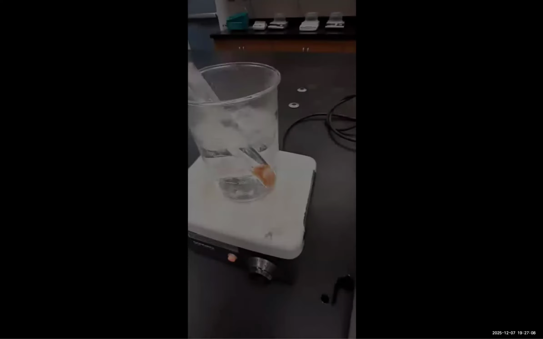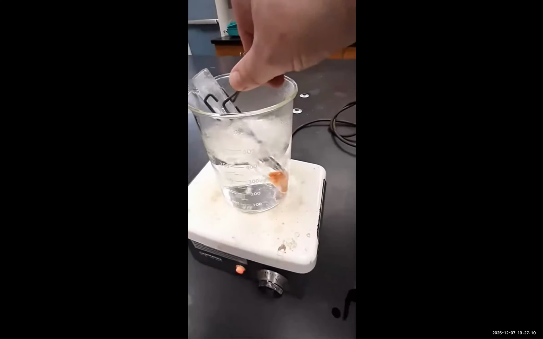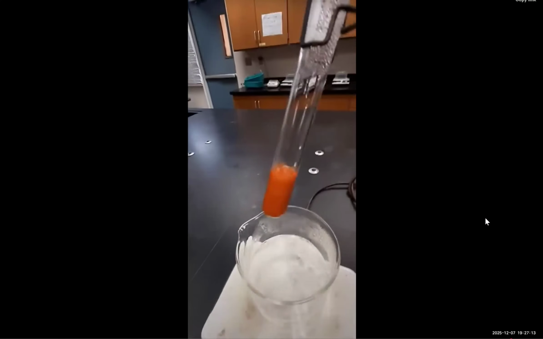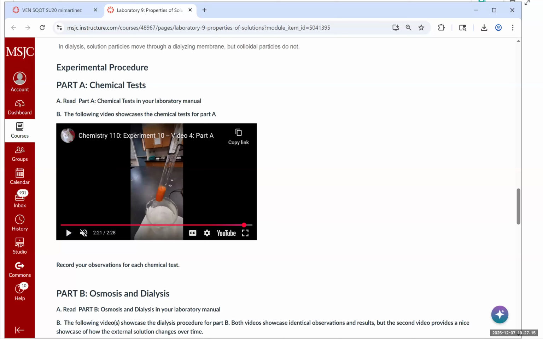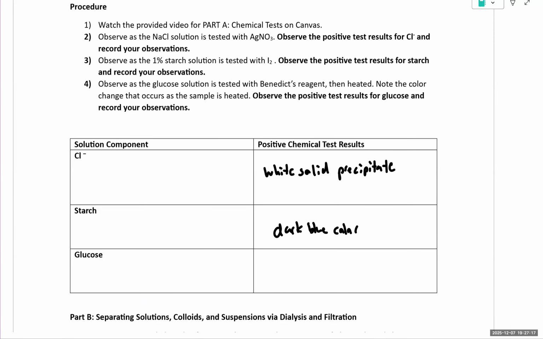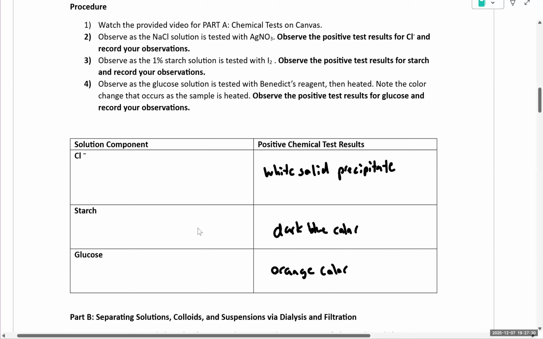After some time passes, here's what the positive test result looks like for glucose. As you can see, it's sort of a brick orange red color. So a positive test result for glucose with Benedict's reagent yields an orange color. Okay, so these are the positive test results. You're going to keep these in mind for later because we're going to be doing these chemical tests throughout this laboratory.